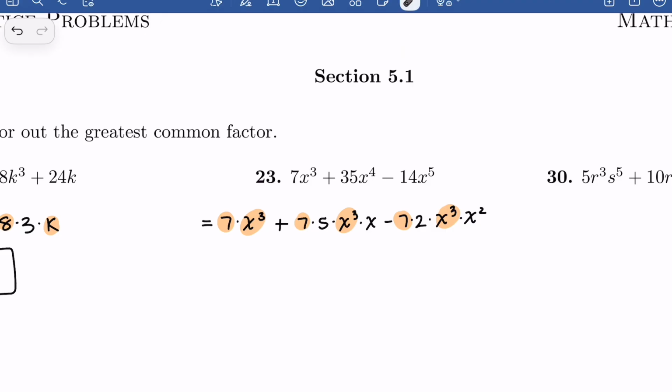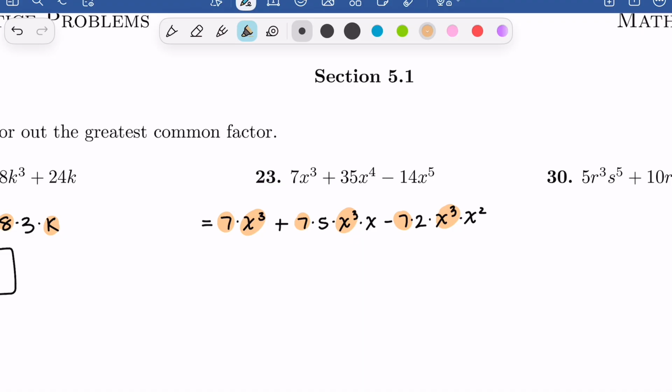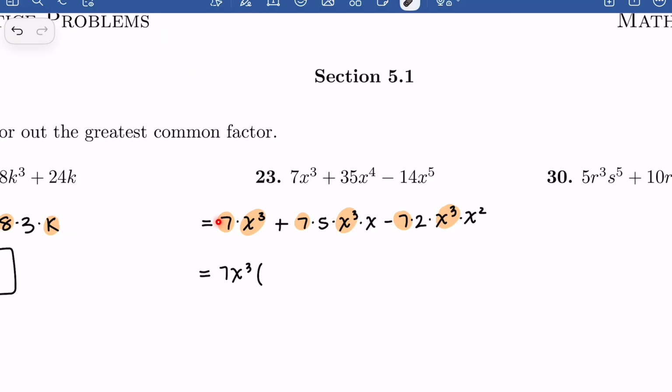Now you don't necessarily have to write it out like this and do this entire step here. This is just to emphasize what we're doing. We're pulling these out and then we want to see what's left over. So if we pull out this greatest common factor of 7x cubed, let's see what we're left with. If we pull out 7x cubed from this first term, we're going to be left with 1. Be careful here. We're not going to be left with 0. We're pulling this out, so we're going to be left with 1 here.